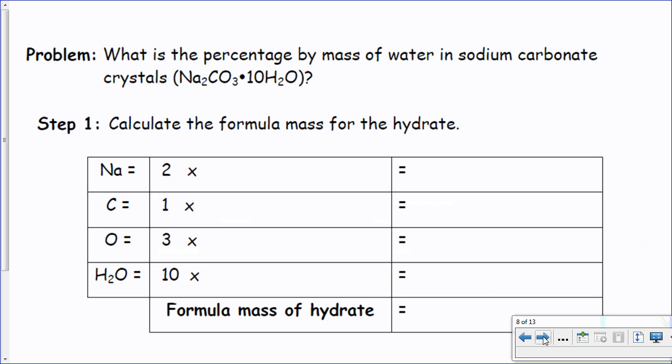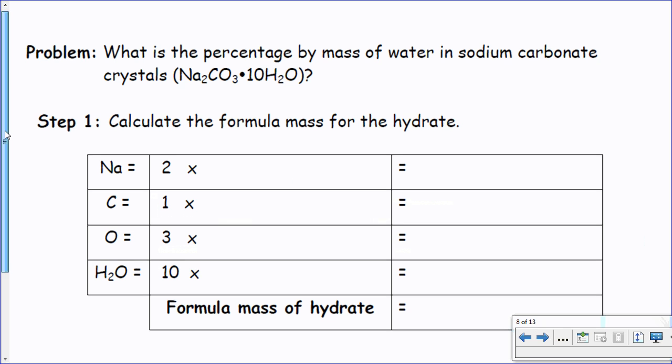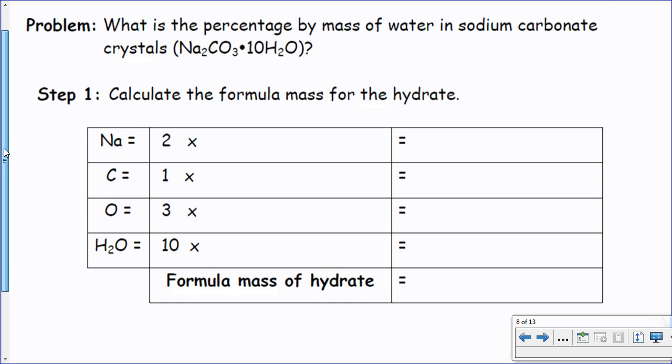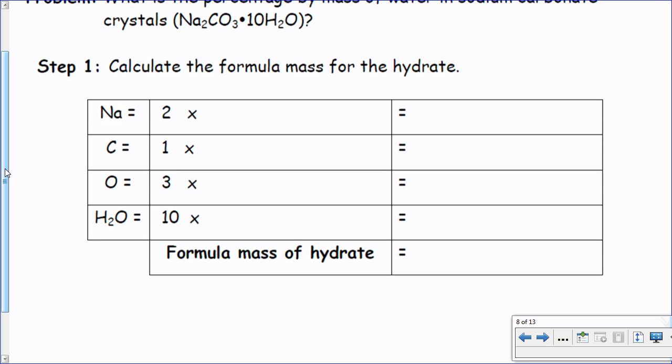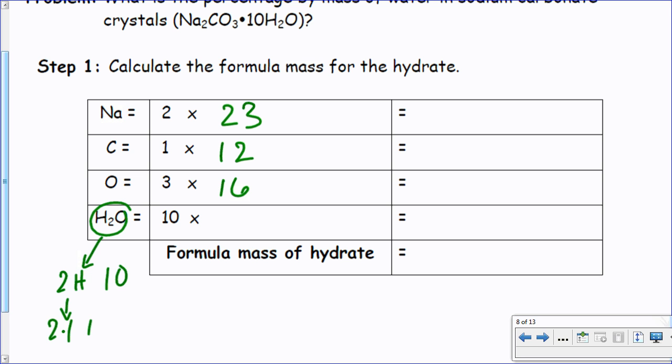Now, when we do a percent composition of hydrates, we're usually asking what percent of the compound is due to the water molecules. And we do it the same way. We calculate the formula mass for the hydrate first. Sodium is 2 times, we're going to round, so we want to use 23. Carbon's 12, oxygen 16, and H2O. Well, there's 2 hydrogens and 1 oxygen. So 2 hydrogens, 2 times 1, plus 1 times 16. The total gram formula mass for a water molecule is 18 grams per mole. If you're going to memorize anything about gram formula mass, it should be that H2O is 18 grams per mole.